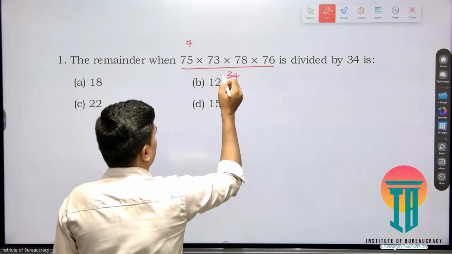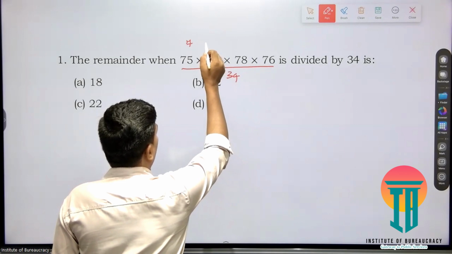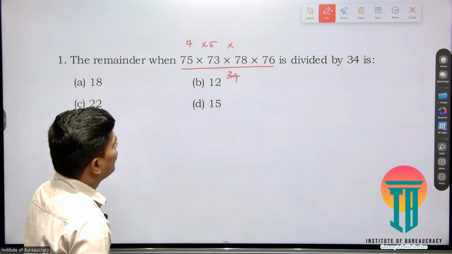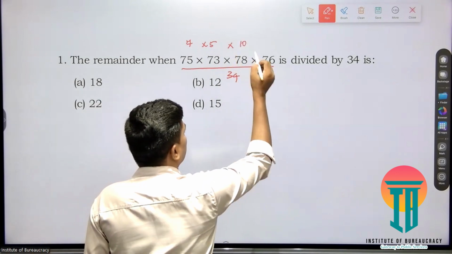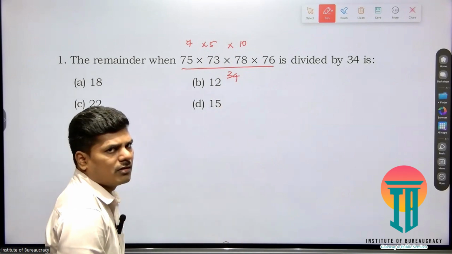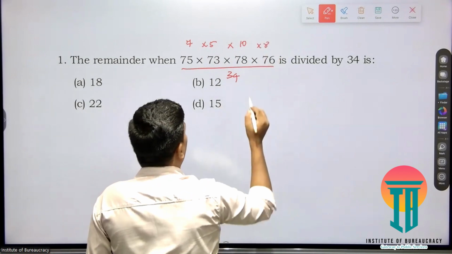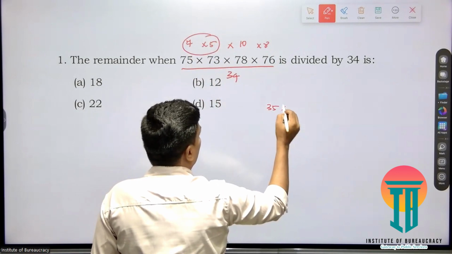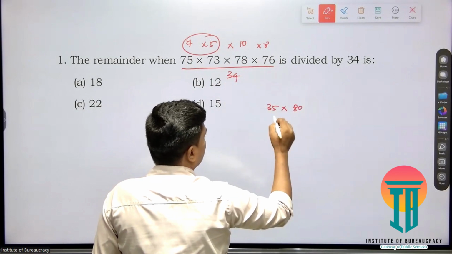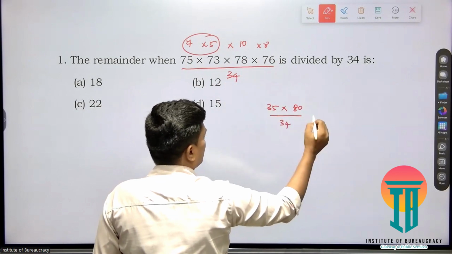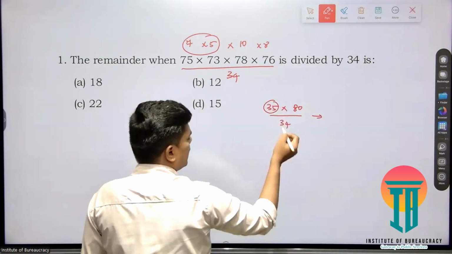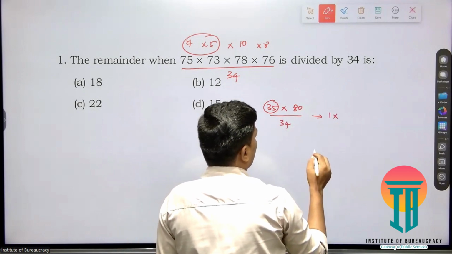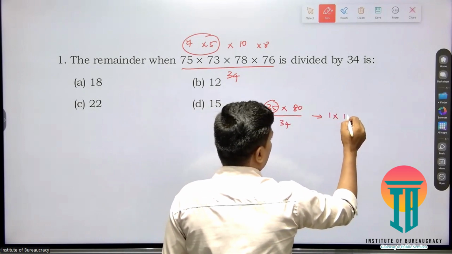73 when you divide by 34, the remainder is going to be 5. When you divide 78 by 34, the remainder is going to be 10. When you divide 76 by 34, the remainder is going to be 8. So you have the remainders here. You can multiply 7 into 5, 35, and then 10 into 8, 80. You divide by 34. 35 divided by 34, the remainder is 1. 80 divided by 34, the remainder is 80 minus 68, which is 12.